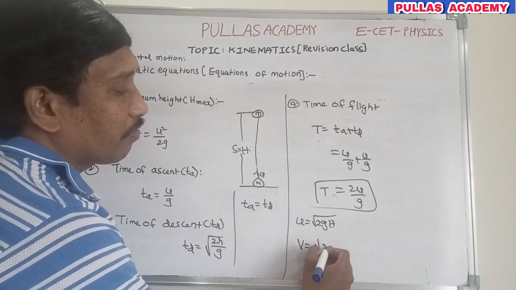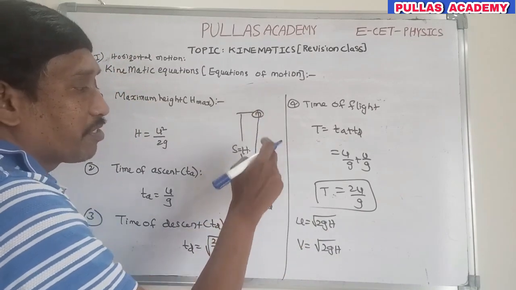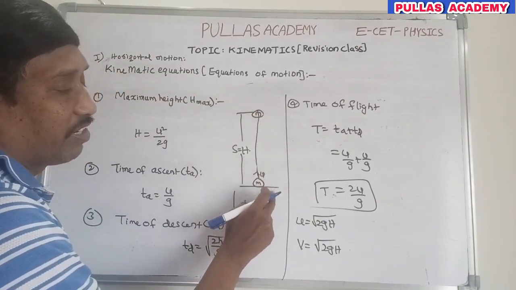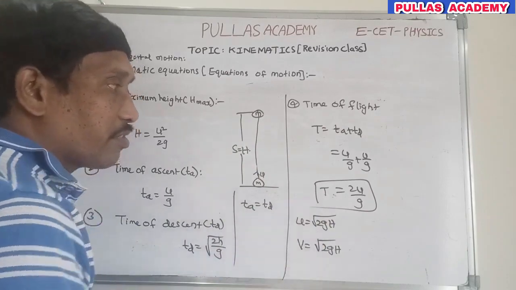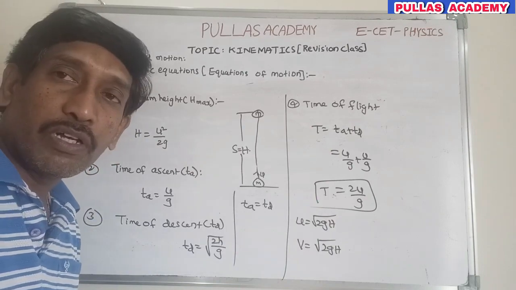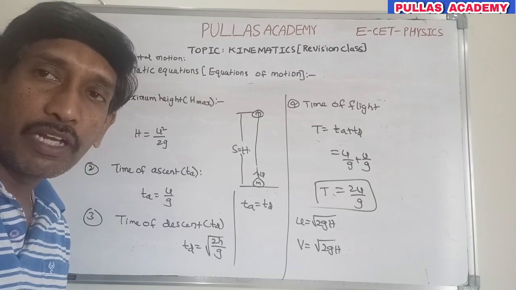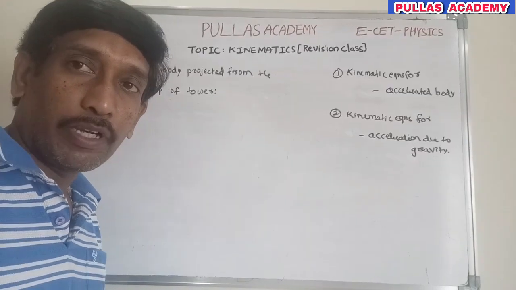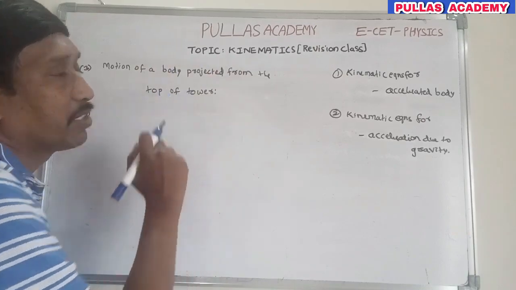That is under root of 2h/g. These two are the same. If it comes from the same height, it strikes the ground with the same velocity. So these are all the related parameters for the upwards projected body and the freely falling body. Clear? Okay, now we are going to discuss the motion of a body projected from the top of a tower.